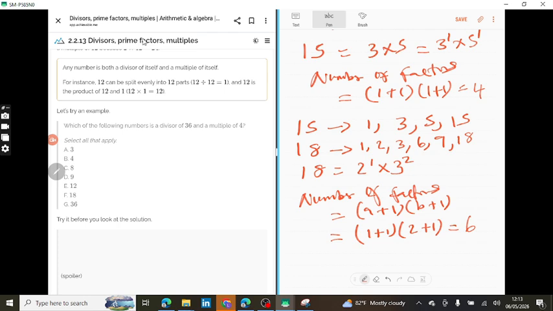So let's look at this question. Which of the following numbers is a divisor of 36 and a multiple of 4? If you ask me what this question is testing, the question is not just testing your ability, whether you can solve it or not. The question is also testing how fast you do it. Let's do it. Can you do it now?